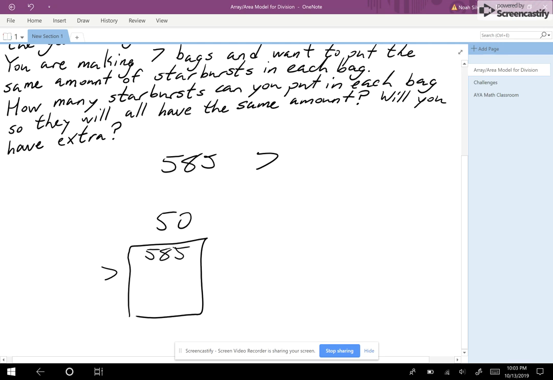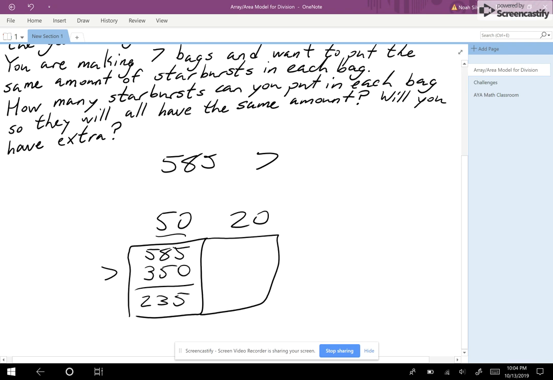We multiply our two numbers together, 50 times 7 to get 350. Subtract the two and get a difference of 235. So we have our 50 in each bag, and we have 235 left. I want to try to break that down a little more, and I think I want to put 20 in each bag. So I draw another box, and I move on to the next one.